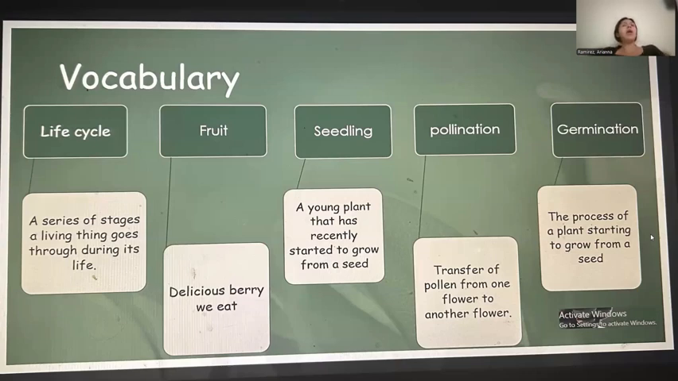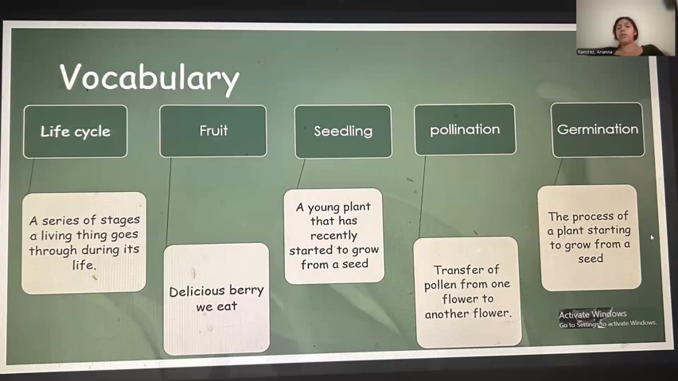Can anyone tell me how the pollen from one flower gets to the other flower? Bees, that's right. Good job. Bees. That's exactly how, as well as wasps or little tiny ants or hoverflies all help with getting the flowers pollinated.